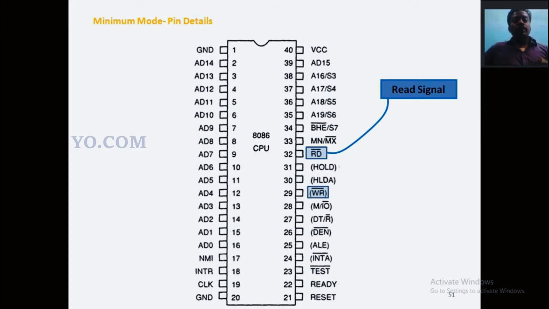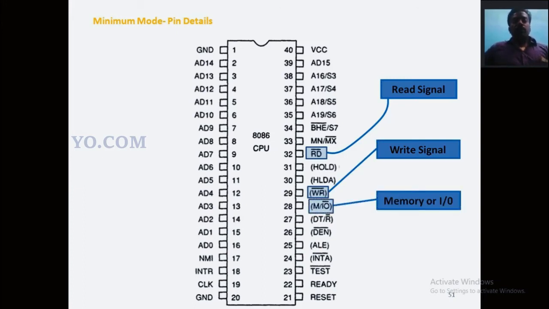Next one is the write operation. If pin number 21 is connected with 0, it performs the write operation; that is also an active low signal. If it is connected with 5 volts, that is active high, so the write signal is disabled. WR is considered the write signal. So we can store data in IO or memory. Read means we get the data, write means we store the data. So read means input, WR write means output.